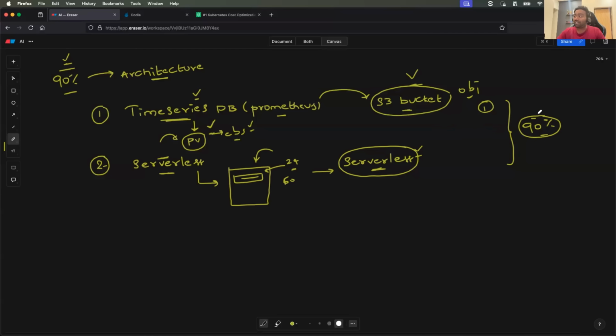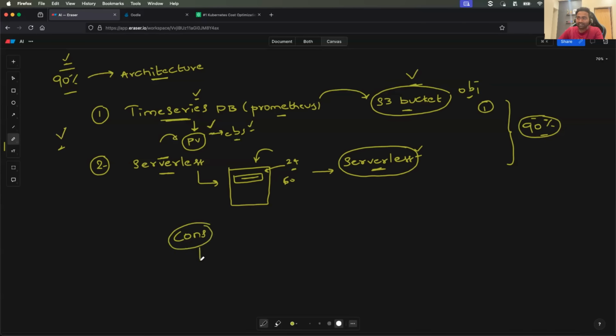But if not 90%, looking at the architectural design, I'm very sure they can introduce cost reduction in your organization. Of course, there are some cons as well.